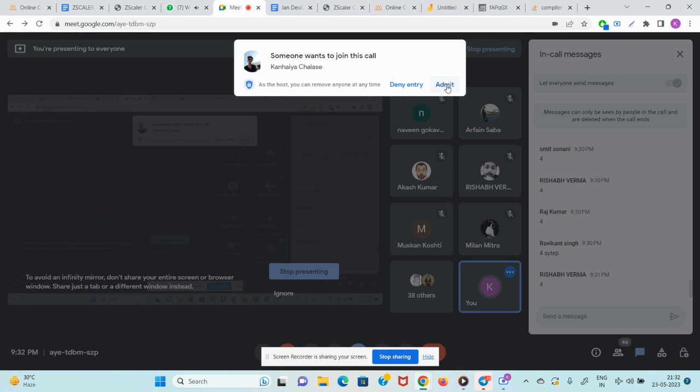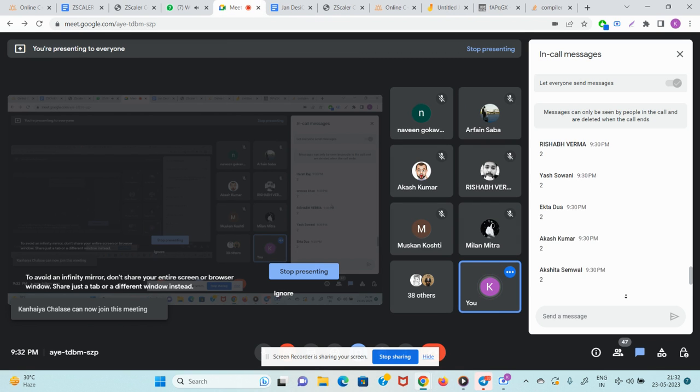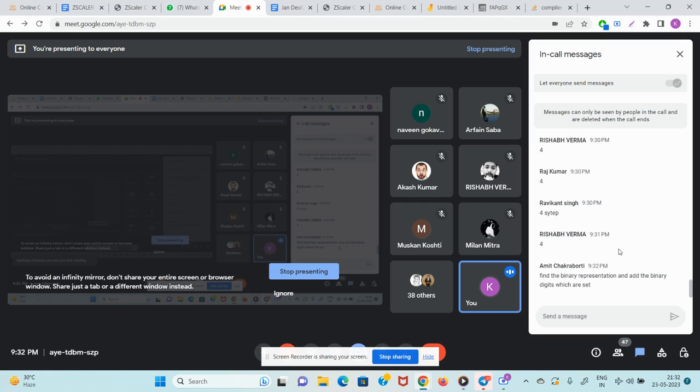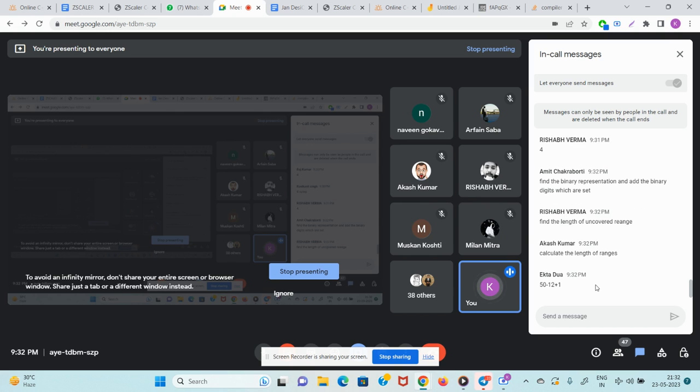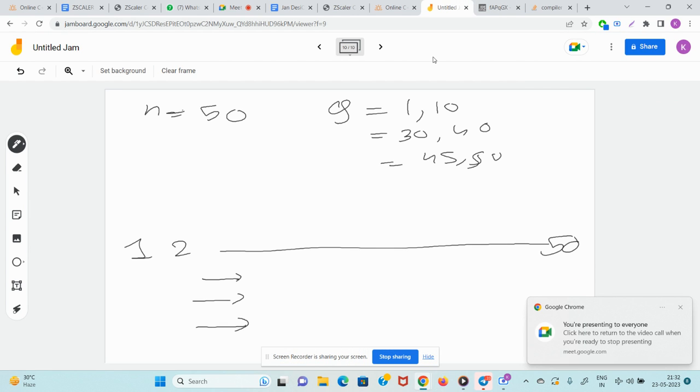Let's see what people are writing. What should you do, guys? At first, don't tell me the steps. First, find the length of the uncovered range. Correct, guys. How to find the uncovered range? It is very easy. Always use common sense.